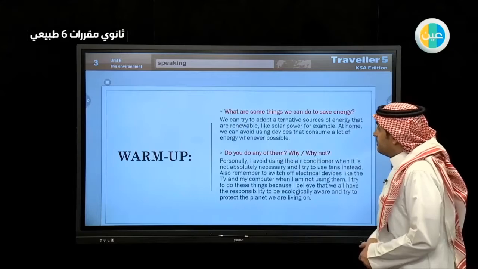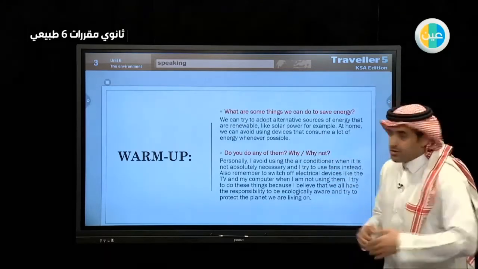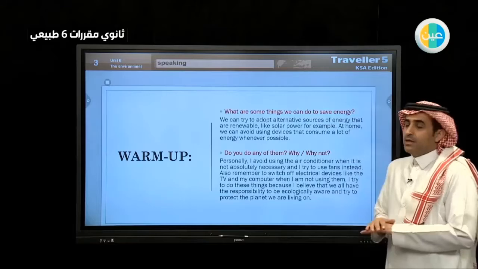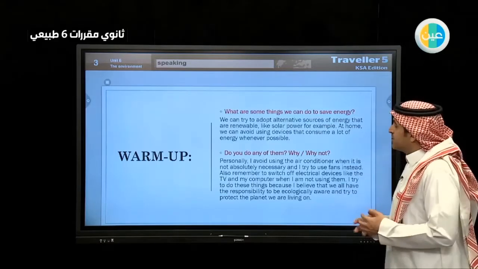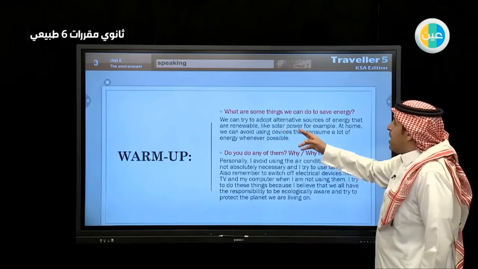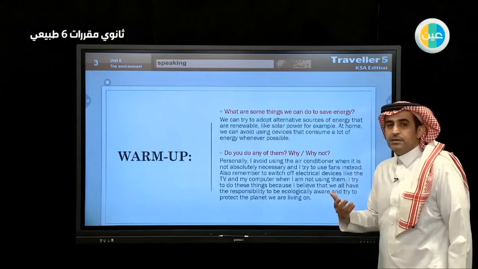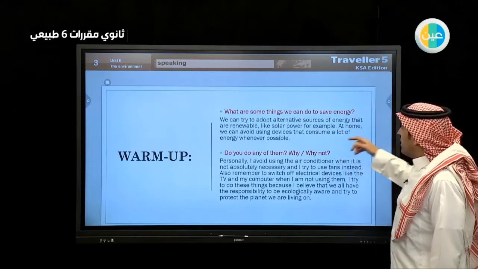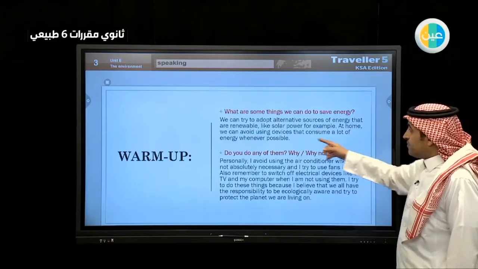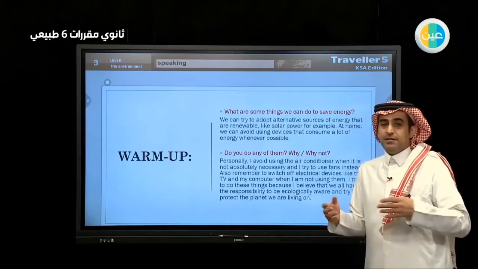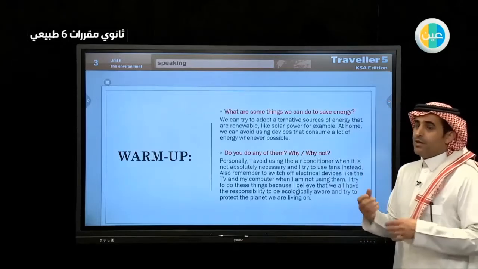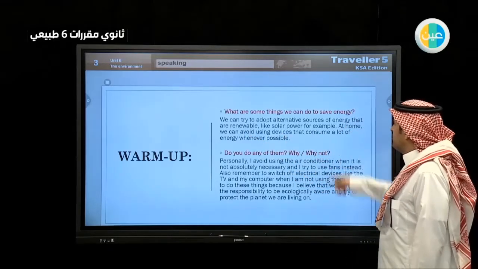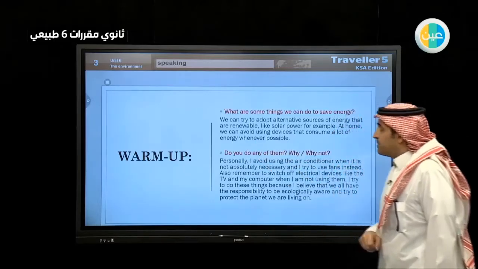We can try to adopt alternative sources, use other sources of energy that are renewable. That means it never ends, for example the sun, or solar energy, solar power coming from the sun, which is renewable. It will never end. For example, at home, we can avoid using devices like mobile, computer, TV, video, microwave, any device in the home that consumes a lot of energy, whenever possible, okay?